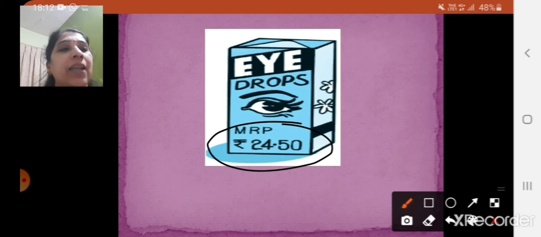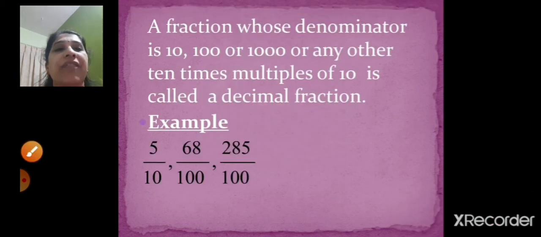So now let's see, a fraction whose denominator is 10, 100 or 1000, or any other multiple of 10, is called a decimal fraction. Children, we already saw what fractions are. If you take the example 5 upon 10, that is a fraction, where 5 is the numerator and 10 is the denominator. So a fraction whose denominator is 10, 100, 1000 and so on is called a decimal fraction.